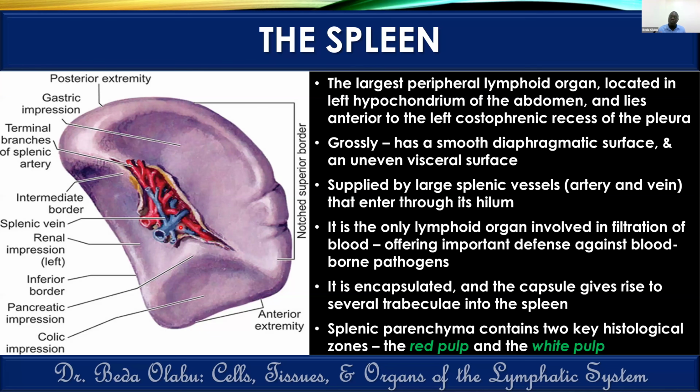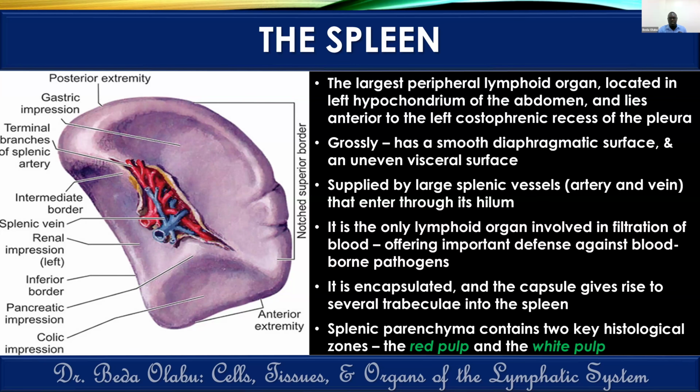So the white pulp represents regions occupied by the lymphocytes, and they're like the lymphatic nodules. The red pulp refers to regions of the spleen that have every other cell of the bloodstream. So red pulp contains everything that is usually in the bloodstream, while white pulp contains the lymphocytes in the form of nodules. We will look at it histologically.